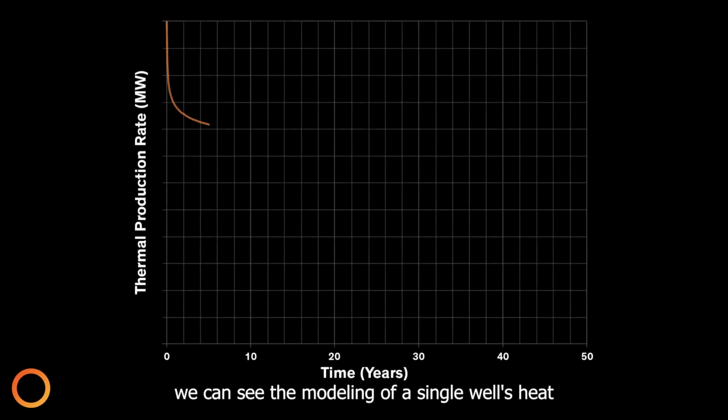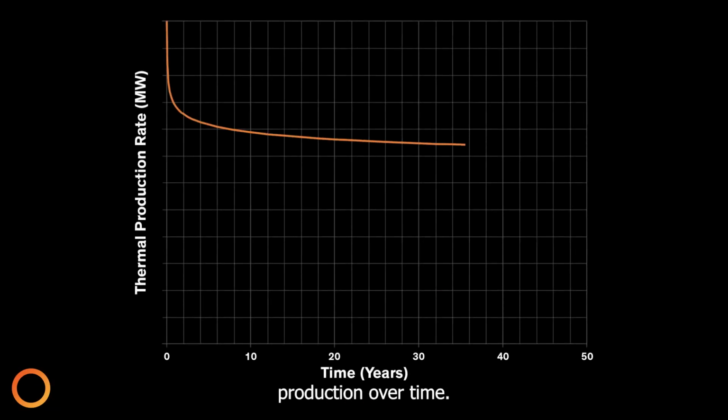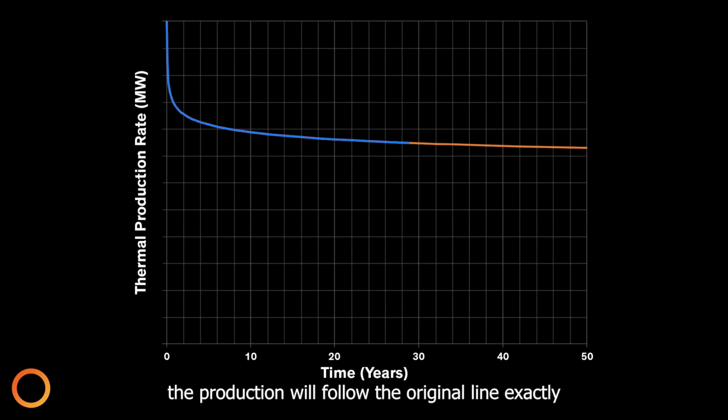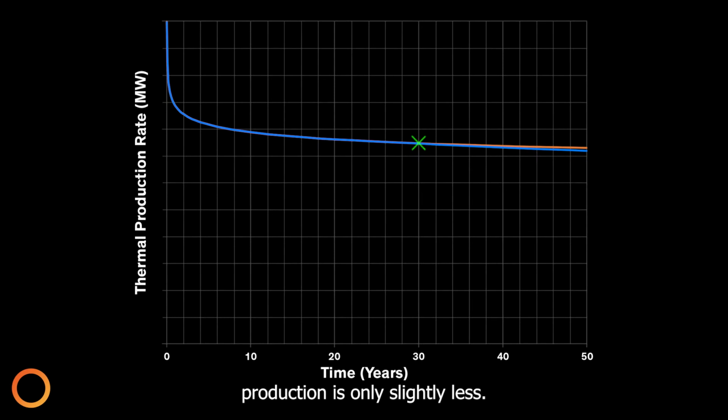In this graph, we can see the modeling of a single well's heat production over time. Then, with the addition of another well, the production will follow the original line exactly until the wells begin to thermally interact. From this point, you will see the heat production is only slightly less.